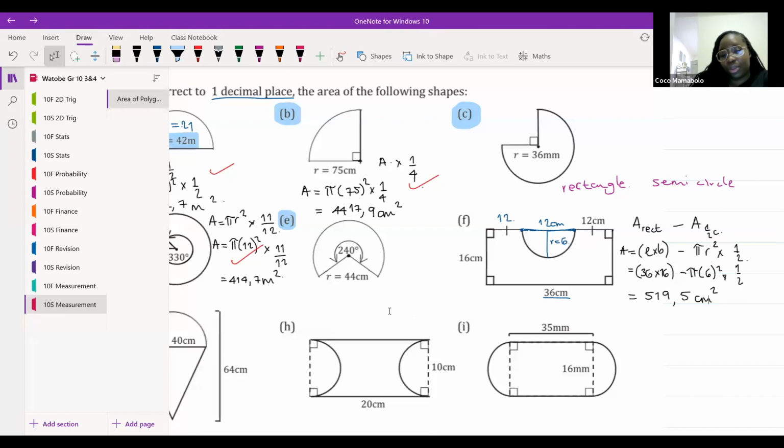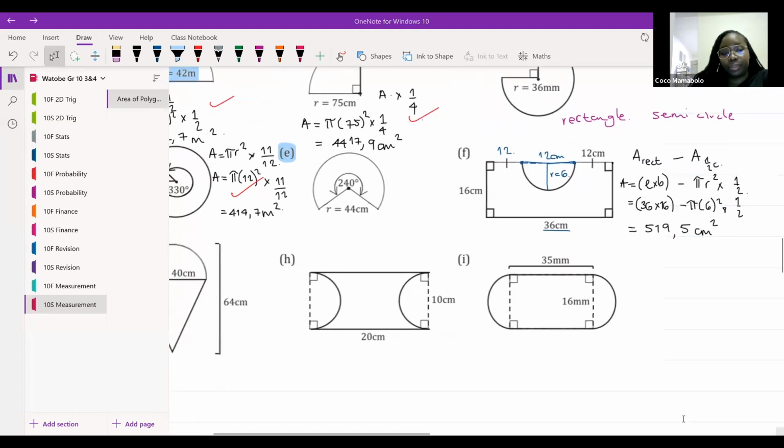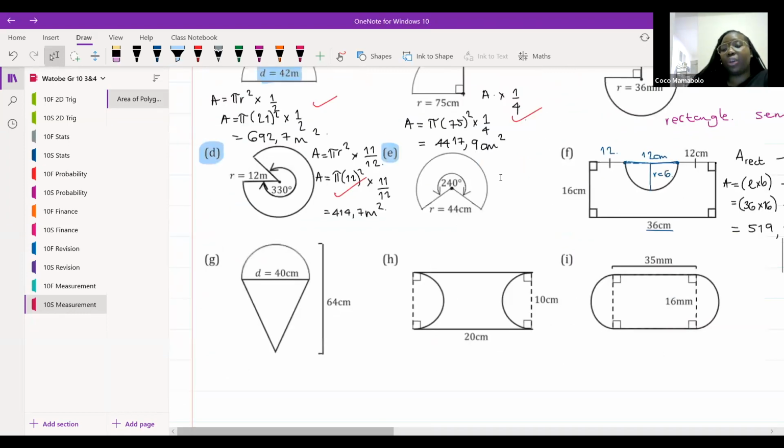Y'all have been sleeping on this question. Landile is done. All right, let's have a look at this next one. If we look at question G, look at question G, guys. This particular shape is made up of two shapes. What two shapes do we have here?